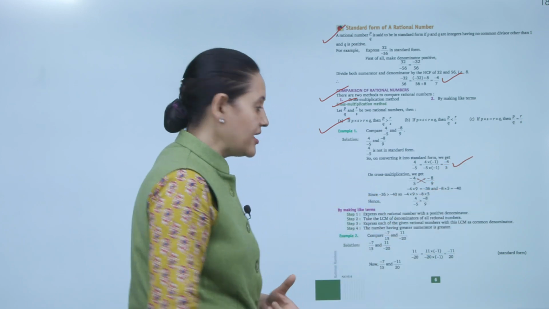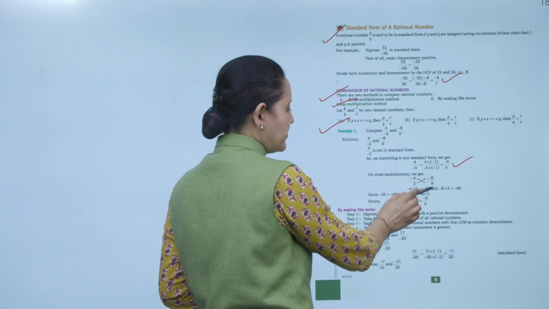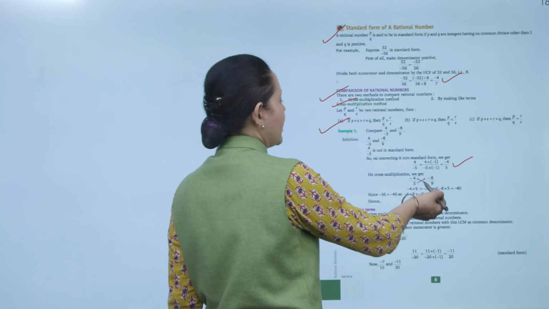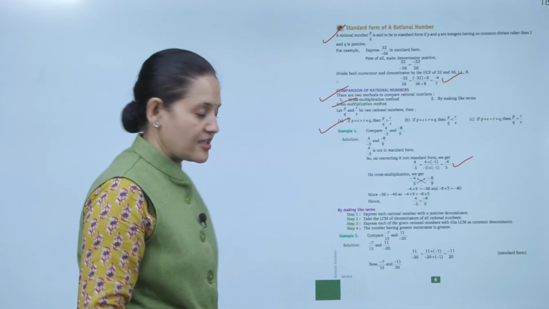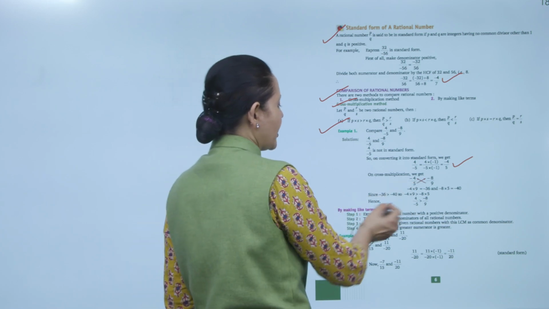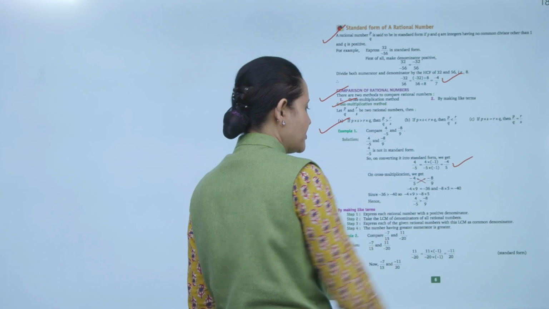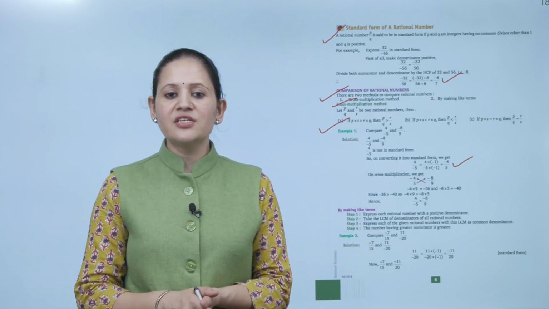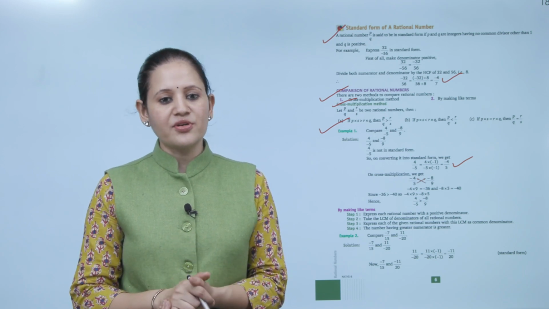Now we'll cross multiply: the numerator of the first rational number multiplied by the denominator of the second rational number, and the numerator of the second rational number multiplied by the denominator of the first rational number. So minus 4 into 9, that is minus 36, and 5 into minus 8, that is minus 40. As we know, minus 36 is greater than minus 40, so we can say 4 by minus 5 is greater than minus 8 upon 9.